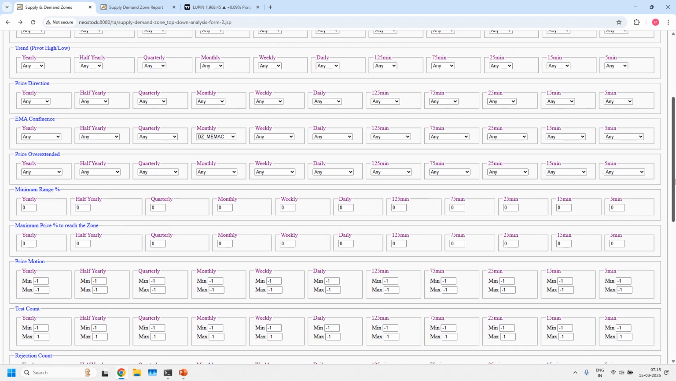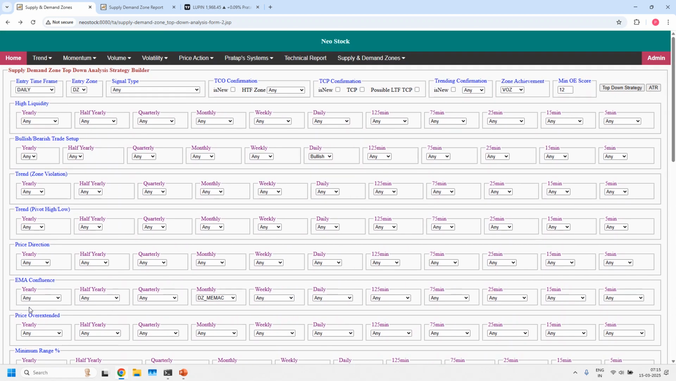If you have selected EMA confluence also, we have to remove that. Yes, this I am also removing. And now what I have to do? I have to select the supply zone, and in bullish or bearish trade setup at daily I have to select bearish. Remaining filters are same. Now all the filters are applied to daily supply zone.